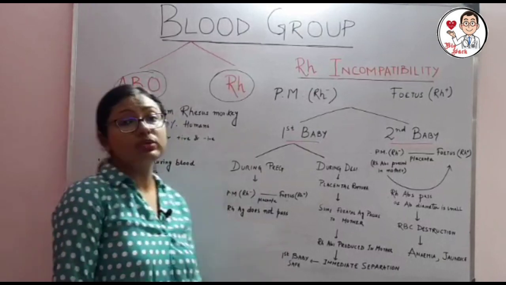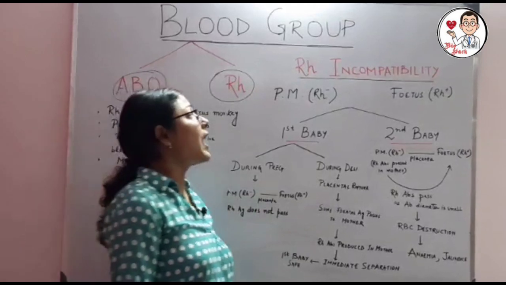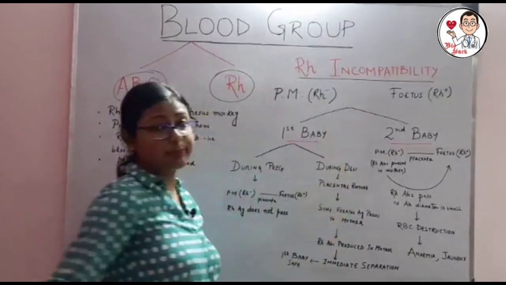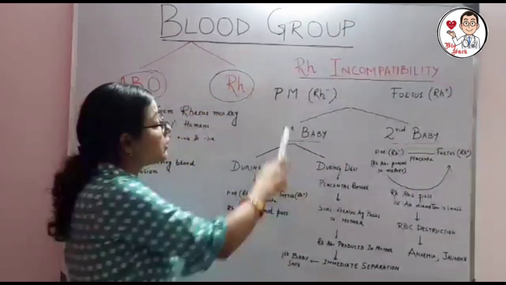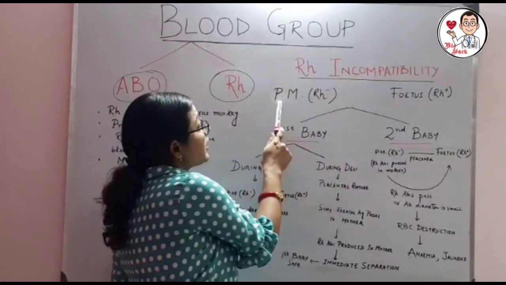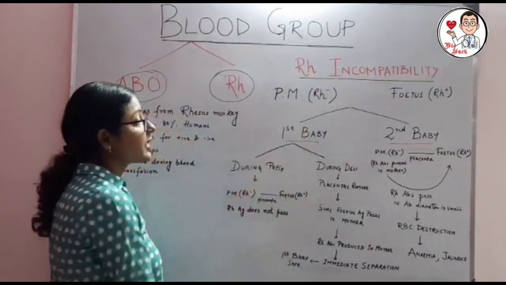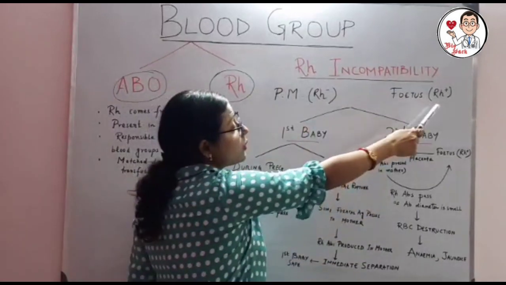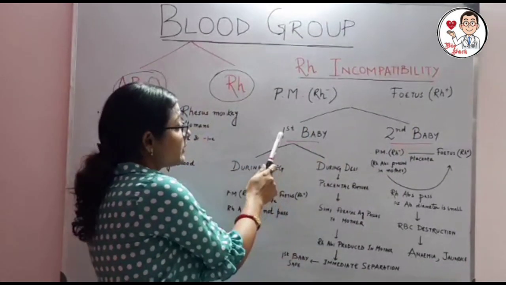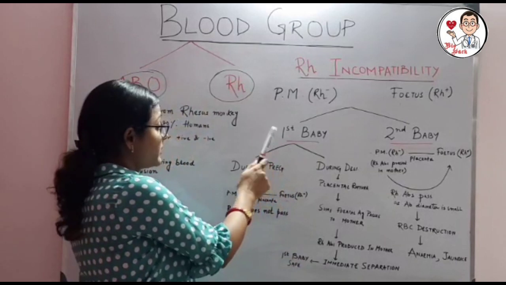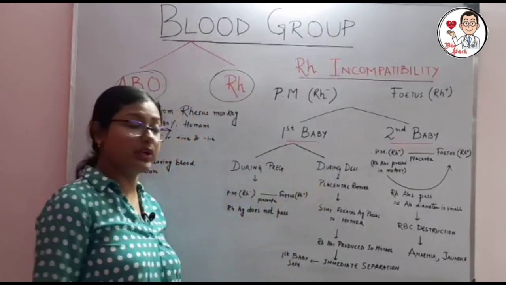Okay. Now, here we will see a special case of Rh incompatibility. This is very, very important for the exams. Okay. So, let us look into it. If suppose a pregnant mother who is Rh negative carries a fetus who is Rh positive. Now, during the first baby, what happens during pregnancy and during delivery? We will see it separately.